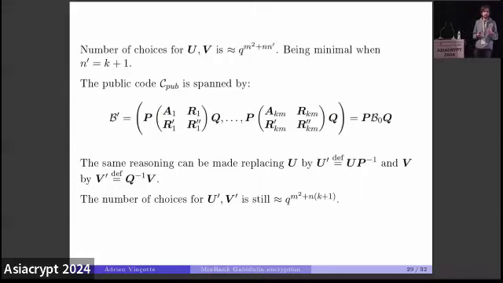Now when we think about the scrambled basis, so when we multiply by P and Q on the right and left, the same reasoning can be made. The only difference is that you have to guess a matrix which has the form U times the inverse of P, and V which has the form of the inverse of Q times V. And the number of choices is still the same, because you only multiply on the right or left by an invertible matrix.